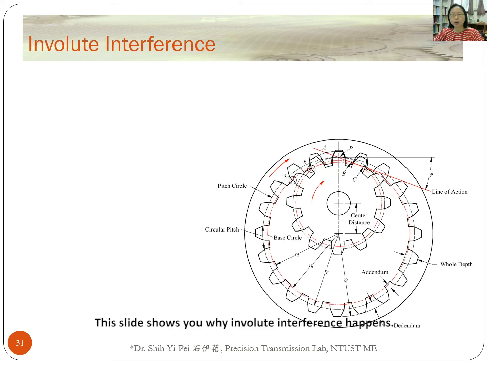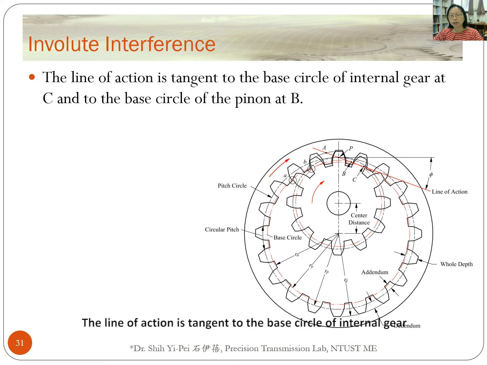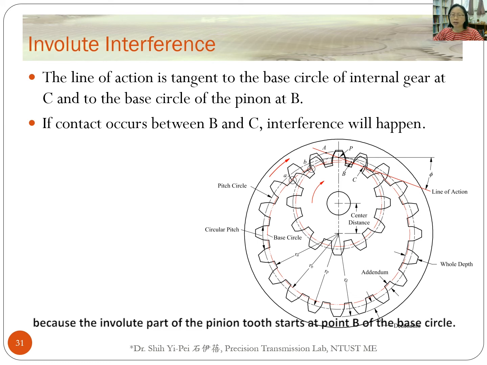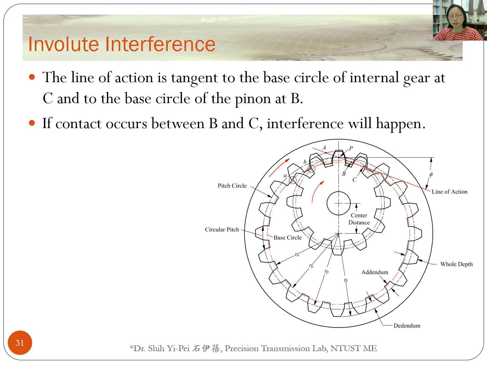This slide shows you why involute interference happens. The line of action is tangent to the base circle of the internal gear at point C and to the base circle of the pinion at point B. If contact occurs between points B and C, interference will happen. Because the involute part of the pinion tooth starts at point B of the base circle, there is no involute when the radius is smaller than the base circle. We call it involute interference.